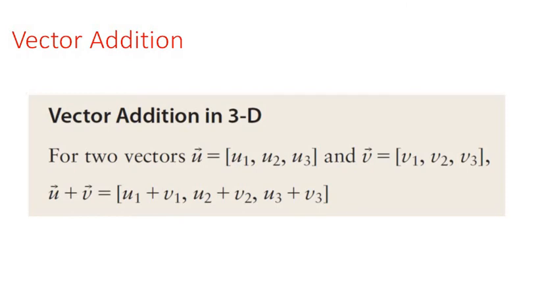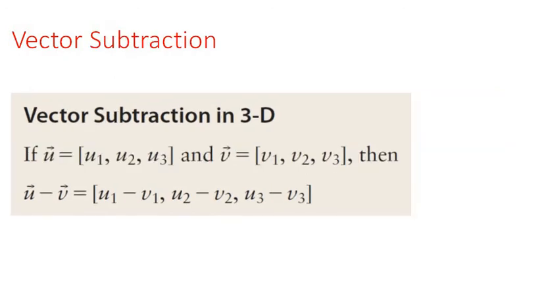Now let's see vector addition. It is very similar to 2D, but here we have one more component. For two vectors u, which contains u1, u2, u3, and v, v1, v2, v3, u plus v is going to be u1 plus v1, u2 plus v2, u3 plus v3. Then vector subtraction. So u is u1, u2, u3, v is v1, v2, v3. So u minus v is going to be u1 minus v1, u2 minus v2, u3 minus v3.